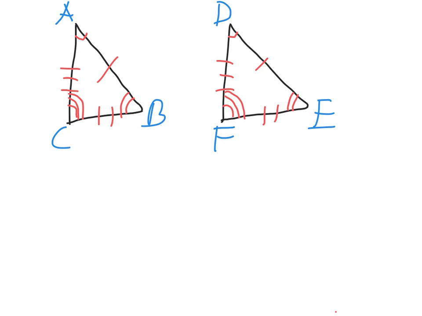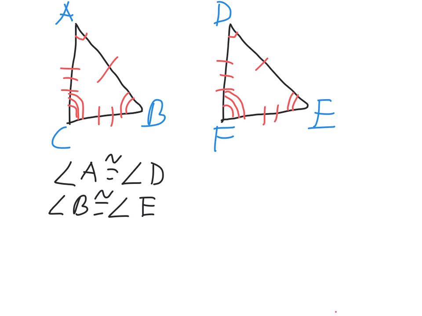So now let's write out which parts of the triangle are congruent to which parts of the other triangle. So let's start with the easy one, the angles. So angle A is congruent to angle D. Angle B is congruent to angle E, and angle C is congruent to angle F.